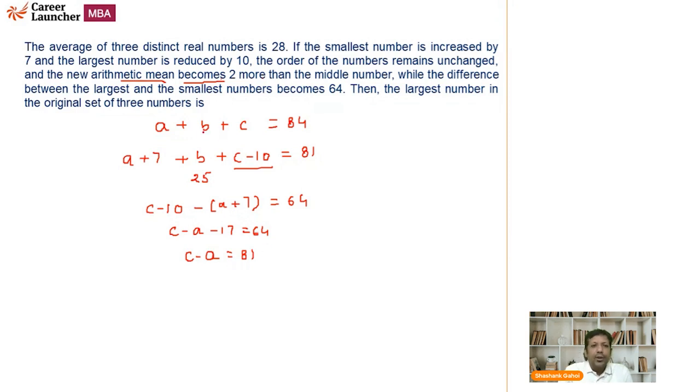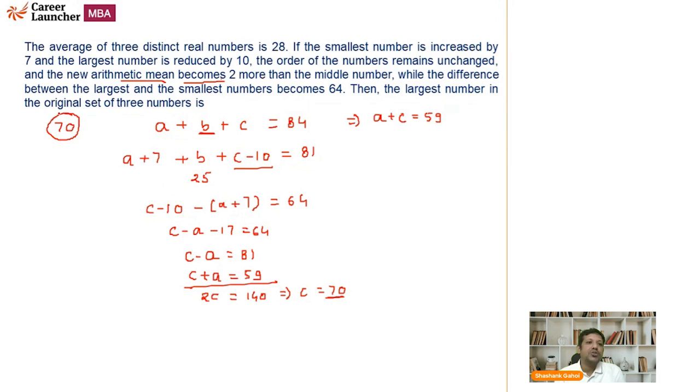Fair enough. Now B is 25. So from the first equation, I can say that A plus C should be equal to 59. Right. So C plus A equal to 59. If I add both, I'm going to get 2C is equal to 140. That gives me C is equal to 70. And the question is talking about the largest number of the original set, and that is 70. So the answer to this question becomes 70.